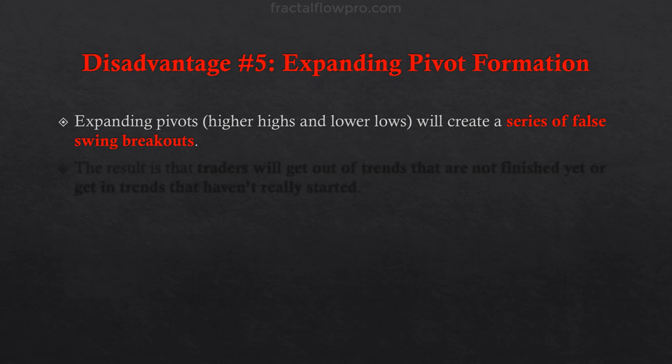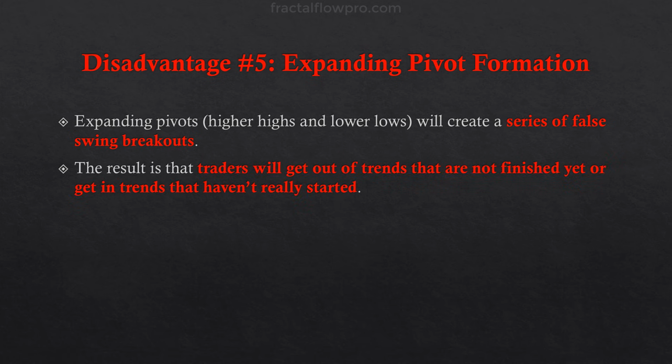This sort of situation is deadly for someone following the Dow Theory rules and guidelines. The expanding pivot formation will generate not just one, but a series of false reversal signals, and that will obviously remove traders of trends that are not finished yet, or get traders in trends that haven't really started. In this illustration, you can see how the creation of alternating swing breakouts will generate a cascading effect of false signals that will greatly diminish the effectiveness of the Dow Theory as far as reversal signals go.